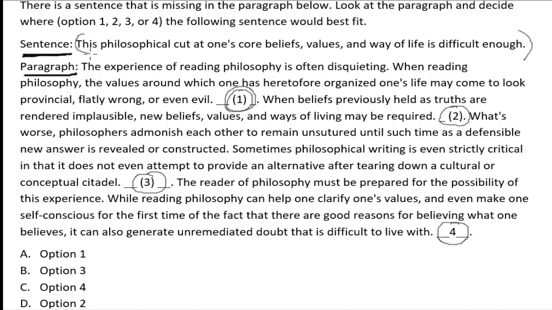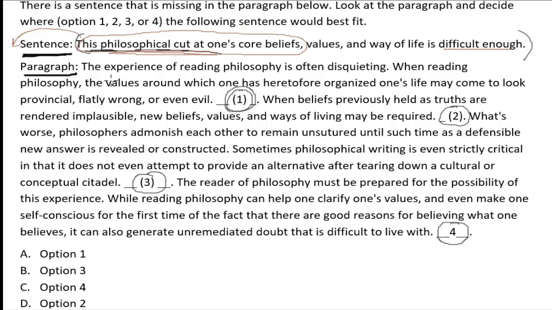So let's read the sentence. The sentence says, "This philosophical cut at one's core belief, values, and way of life is difficult enough." So the sentence says "this philosophical cut." That means in the earlier sentence, we have some sort of philosophical cut, and that is the reason why the author says "this philosophical cut at one's core belief." So the sentence that comes before this sentence must have some sort of philosophical cut. Right? So let's read the paragraph.